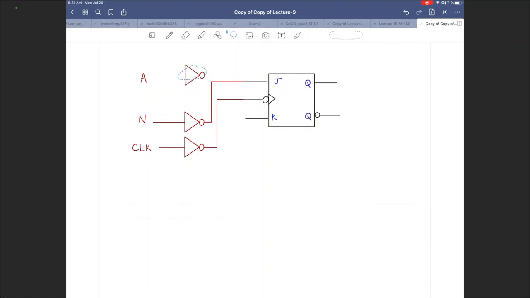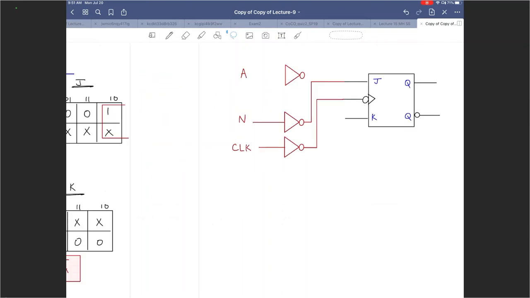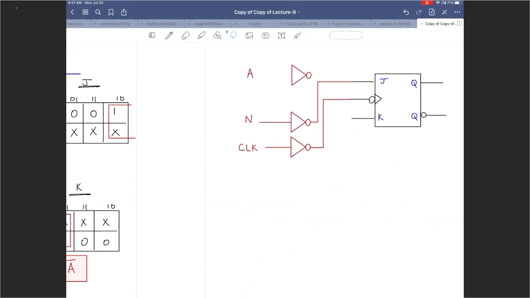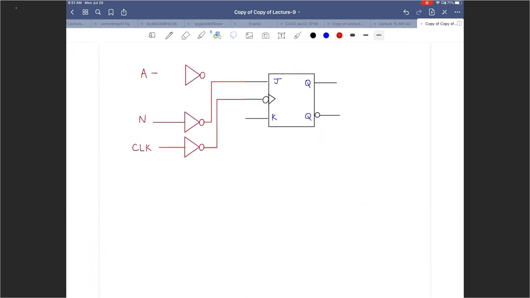Maybe I go a little bit up there. What is K? K is A complement. Okay, so I have A complement over here. That needs to go into J. Sorry, K. Final output. And that essentially is the design.